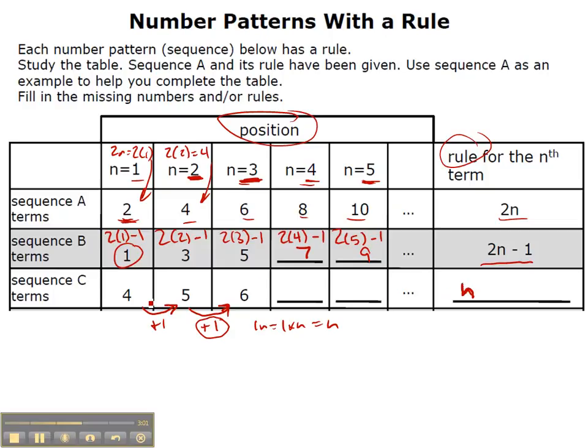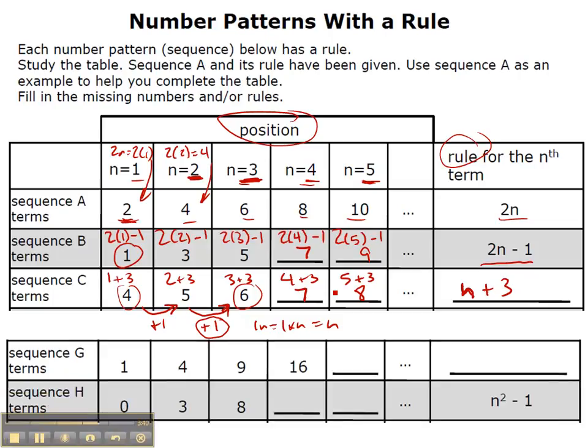So we start our rule with n, and then we see how we need to change it by adding or subtracting something. So when n equals 1, n would be 1, but our term is 4, so we need to add 3 to that, 1 plus 3. In this case, when n is 2, 2 plus 3. So the rule would be n plus 3. When n equals 3, 3 plus 3, that works. We get 6. When n is 4, 4 plus 3 would equal 7. And when n is 5, 5 plus 3 would equal 8. And we see our sequence still works: 4, 5, 6, 7, 8. It's changing in the way we would expect it to.